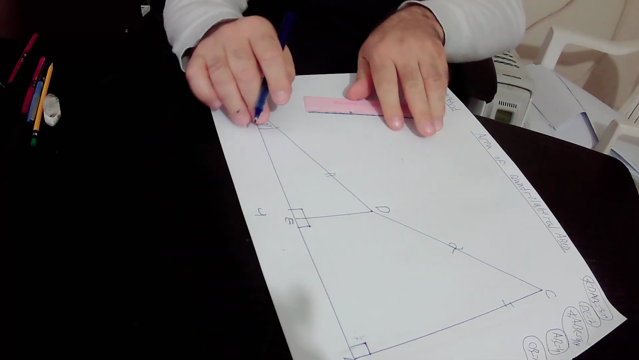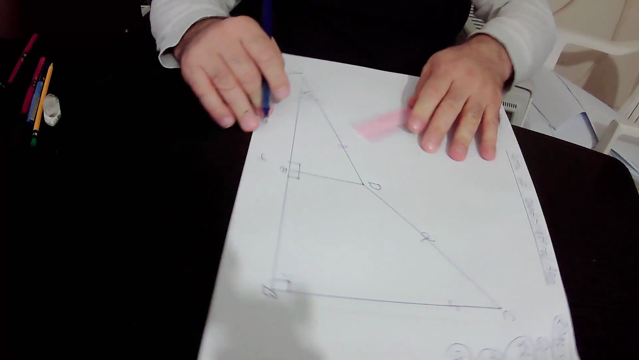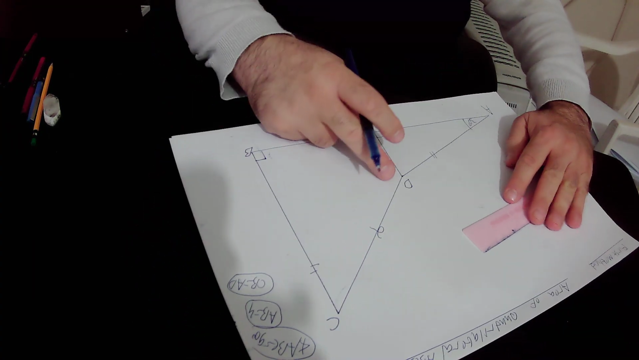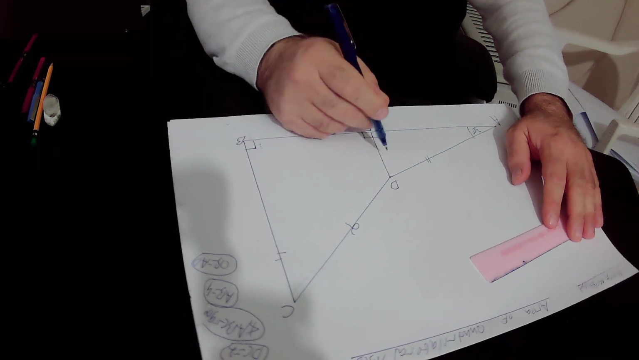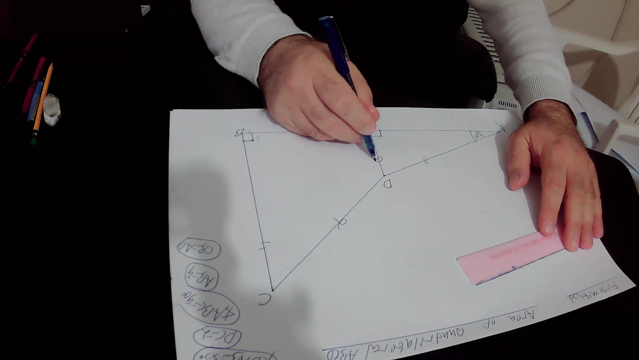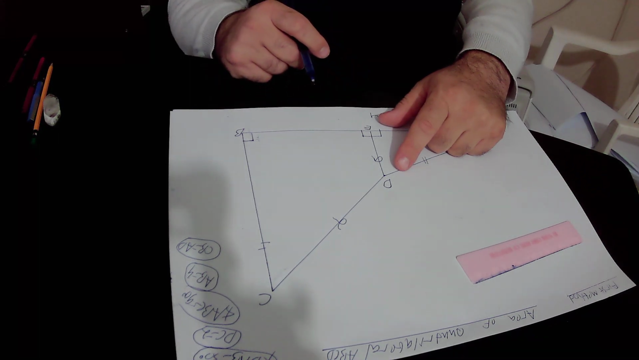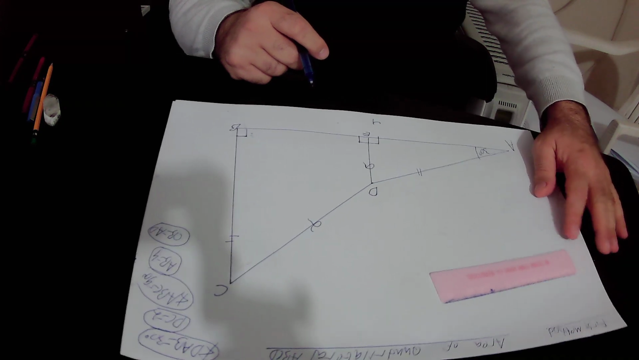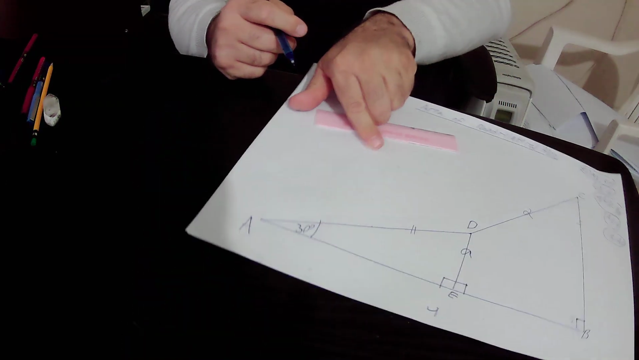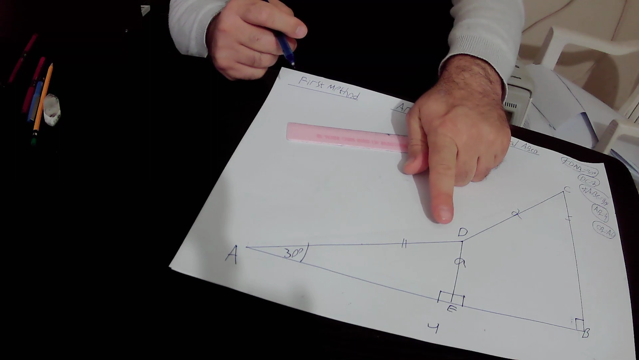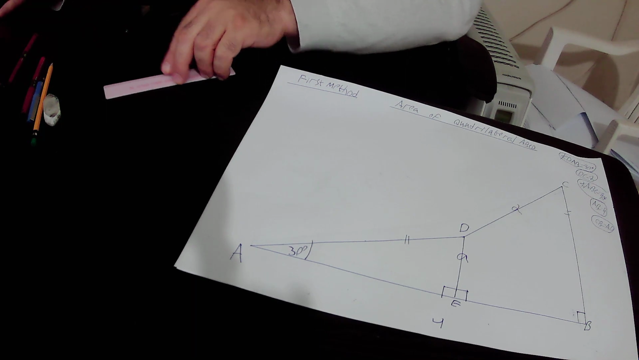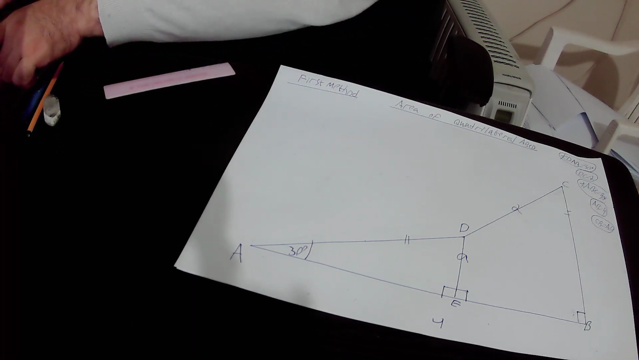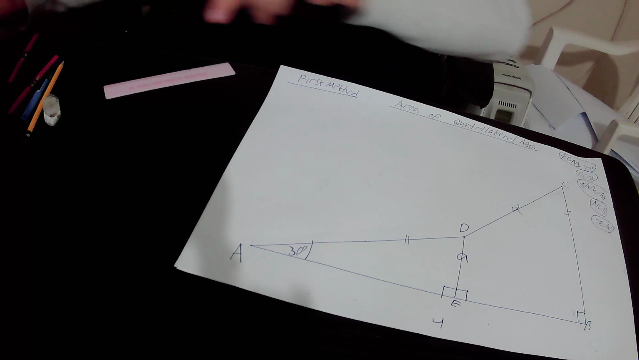And we will define this line segment DE as A, that is to say the length of line segment DE equals A units, and we will focus on the right triangle ADE.